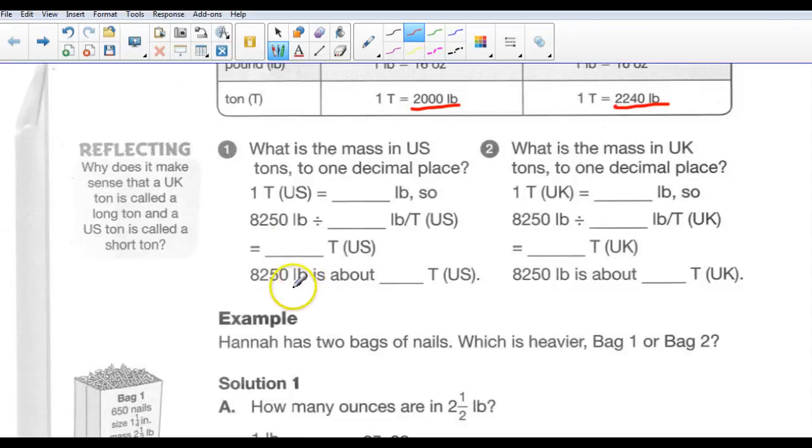What is the mass in US tons to 1 decimal place? Well, we know that 1 ton is equal to 2,000 pounds in the American system, so 8,250 divided by 2,000 gives us an answer of 4.125 tons US, or rounded to 1 decimal place, about 4.1 tons. What is the mass in UK tons to 1 decimal place? Well, 1 ton in the UK is 2,240 pounds. So 8,250 divided by 2,240 pounds per ton gives us 3.68. Rounding it off to 1 decimal place, it's about 3.7 tons. So there is a little bit of a difference.